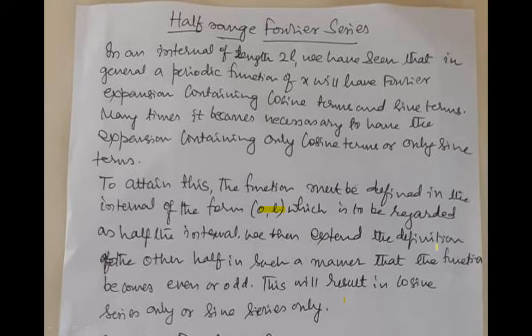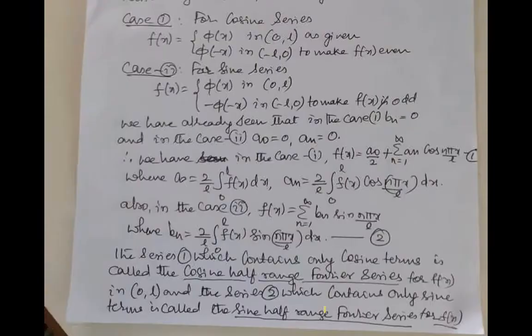We then extend the definition of the other half in such a manner that the function becomes even or odd. How, we shall see now. This will result in cosine series only or sine series only. Suppose we need either sine or cosine series separately, what shall we do? In that case, we need to go with half range Fourier series.